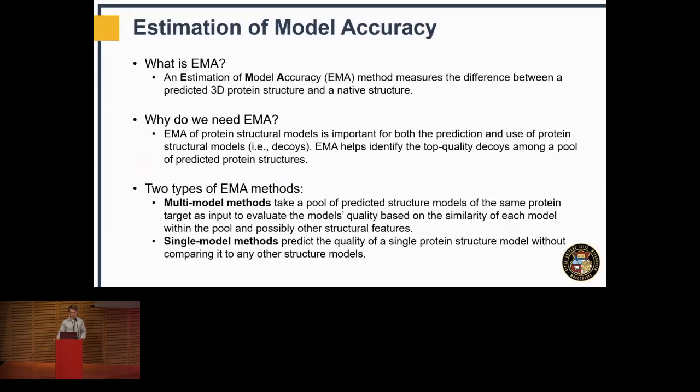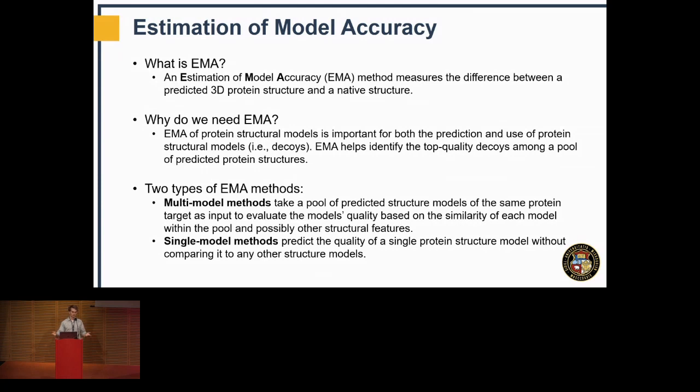To start off, the first question on people's minds is, what is EMA? EMA stands for estimation of model accuracy. Basically, if I have a predicted 3D structure, it could be a complex structure or a tertiary structure, but here we're interested in complex structures, how does that compare to a native structure that we have? That's what EMA is really set out to measure. Why do we need it?